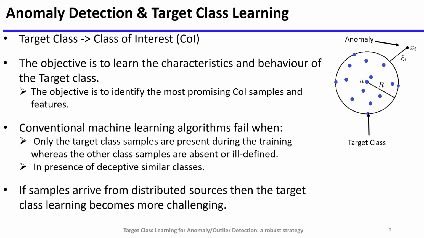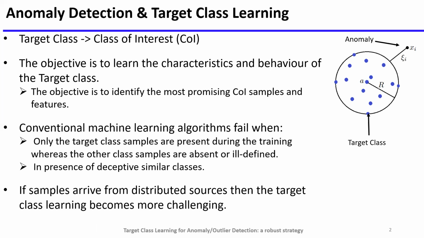If we look to learn the target class very efficiently, there are two things we should identify: the most promising class of interest samples that will describe the target class itself, along with the most discriminant features that are responsible for representing the target class. So in upcoming slides, we'll see how these things can be done.